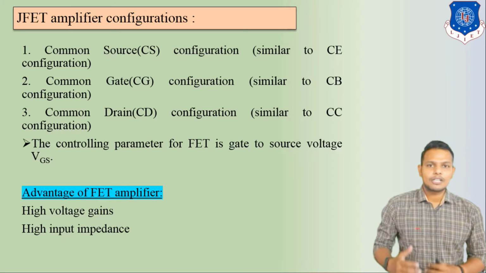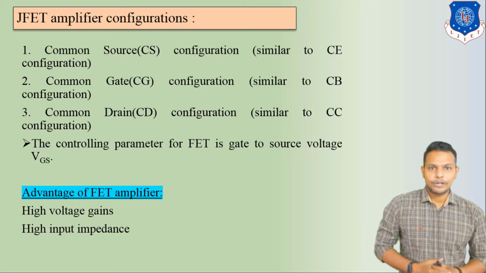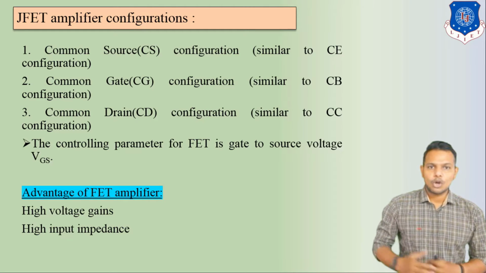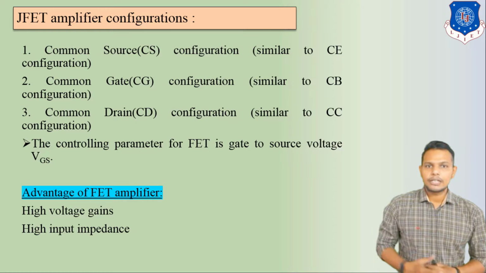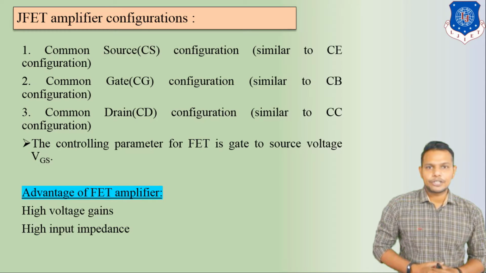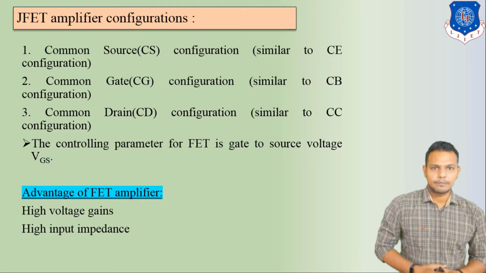First one is the common source configuration, which is similar to the common emitter configuration in BJT. Similarly, number 2, the common gate, CG configuration. It is similar to the CB configuration. Number 3, the common drain, CD configuration. It is similar to the CC, common collector configuration.